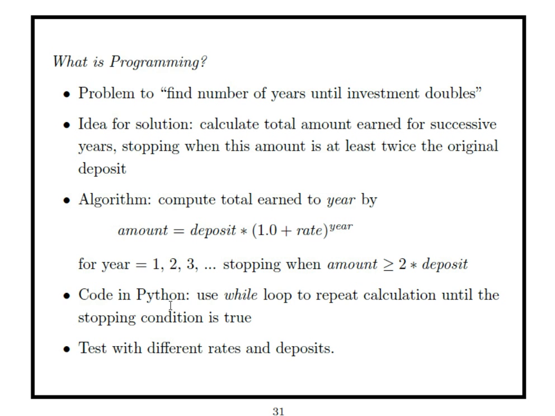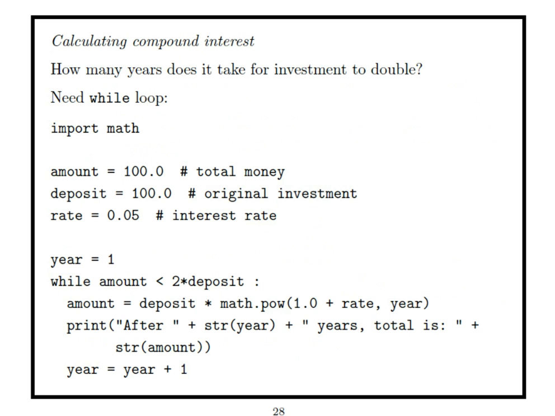And the code in Python is the while loop that we saw in the last part to repeat that calculation until the stopping condition is true. And that's not the end of the process, because we need to test what we've written to make sure that it actually agrees with what we expect, and in other words that we have a high confidence that it's correct.